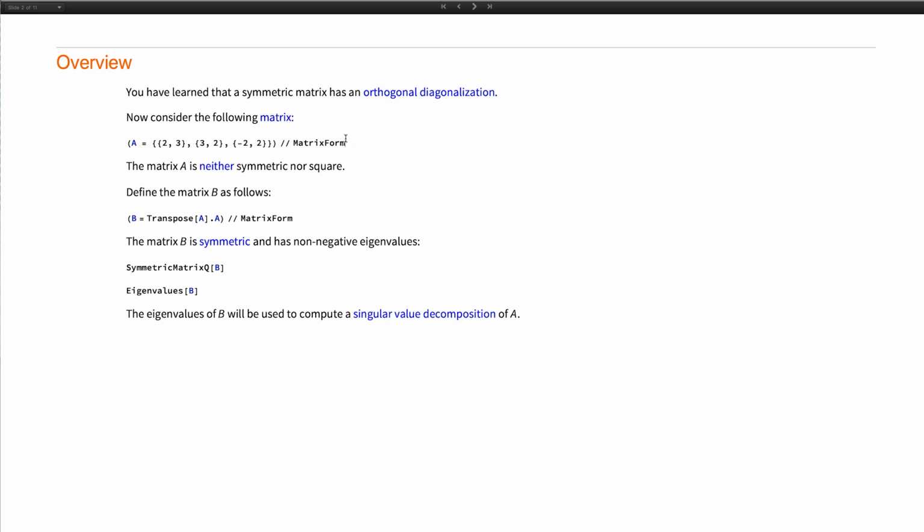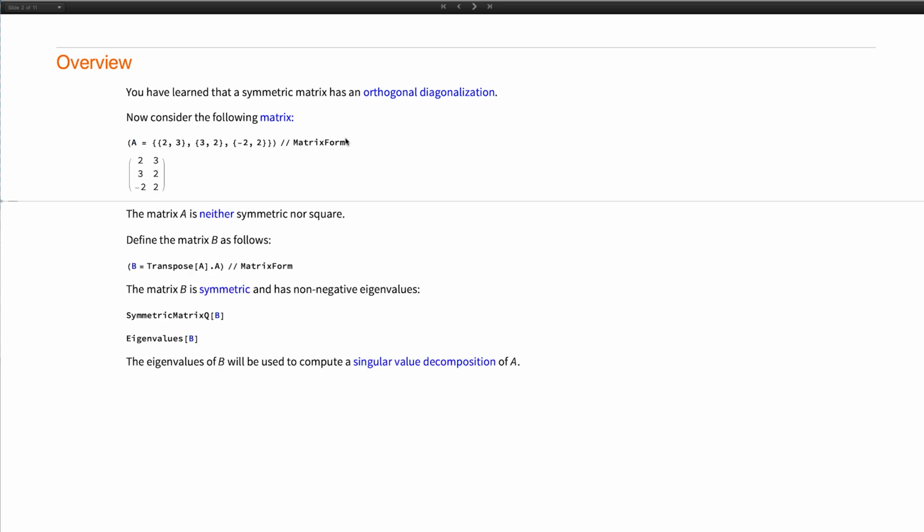Now, let's look at the matrix A over here, and I'll tell you that it's not symmetric, but then you might say, oh, it's not even square. So this matrix is neither symmetric nor square. So we've got two issues over here. It's not square and it's not symmetric. And the question is, how then do we fix that problem and make a symmetric matrix out of A?